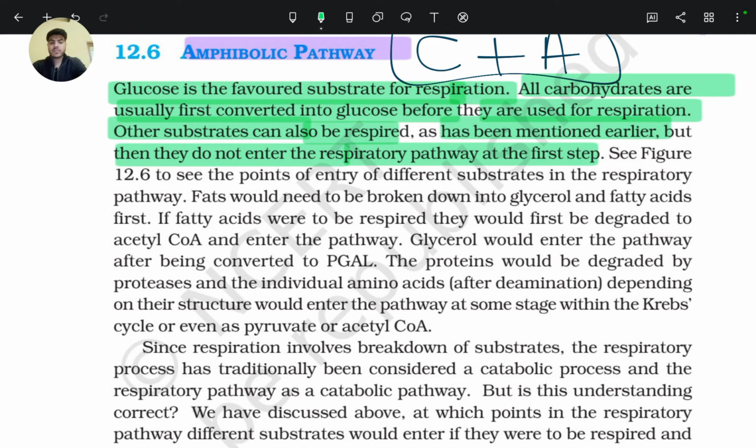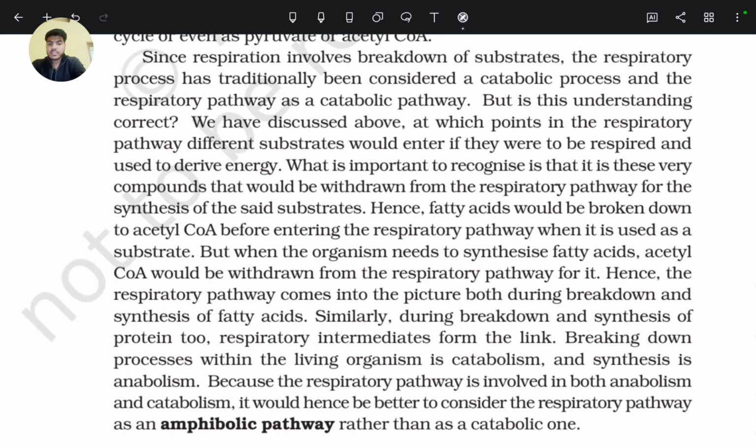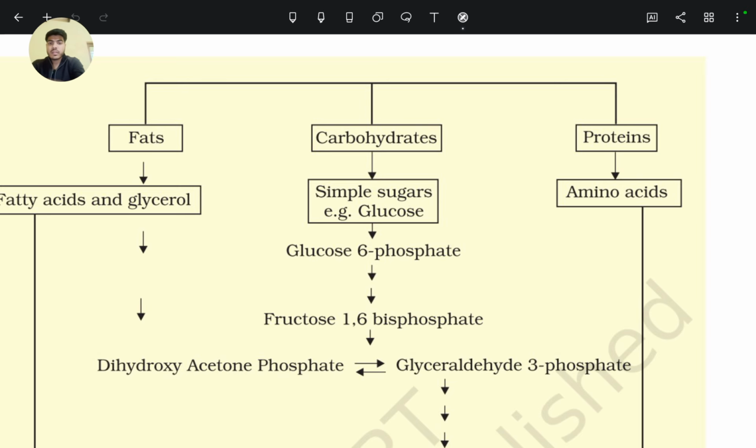So it means that other than glucose, other substrates are also being respired. That is fats, glycerol, proteins. These substrates are also respired for extracting energy, but they do not enter the respiratory pathway at the first step of glycolysis. So let's see figure 12.6, where the respiratory substrates are fat, carbohydrate, and proteins.